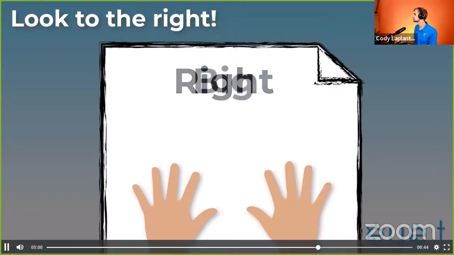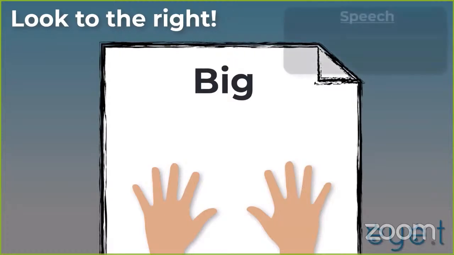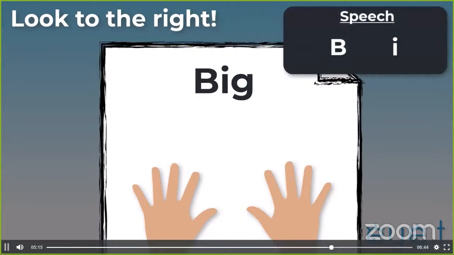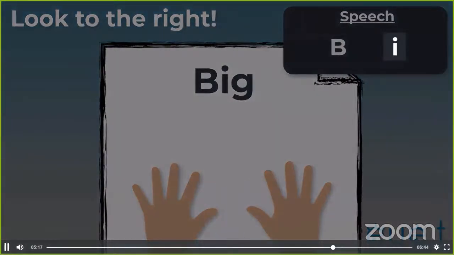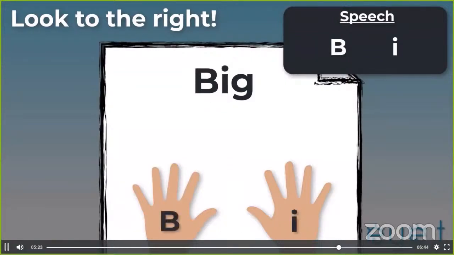Let's start with the word big, B-I-G. I'll move the cursor and you guess which two letters the cursor is between. B. I. Where is my cursor? Well, the screen reader stopped at the letter I, so that means my right hand must be I. The cursor must be between B and I.